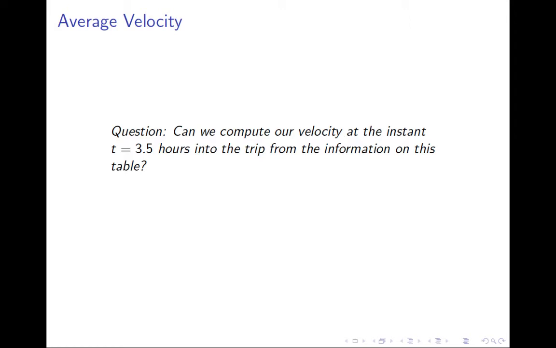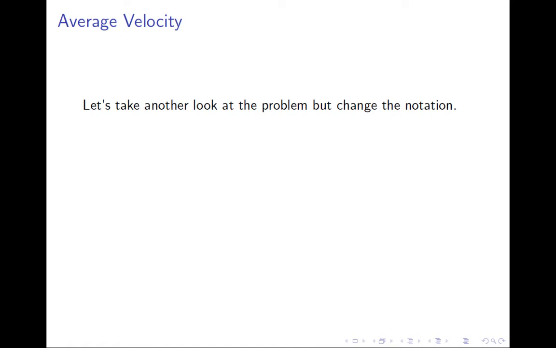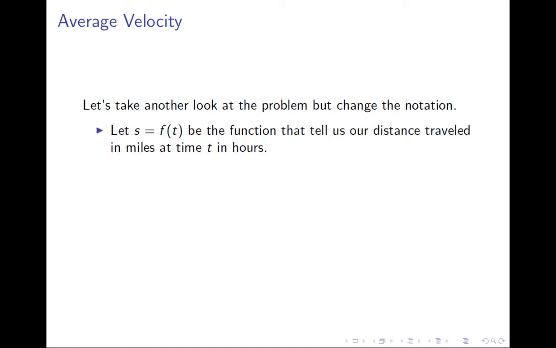So here's another question. Can we compute our velocity at the instant t equals 3.5 hours into the trip from the information on this table? And so the answer is no. We need more information about how far we traveled at more frequent intervals during our trip, at least to get a better approximation. Let's take another look at the problem but change the notation.